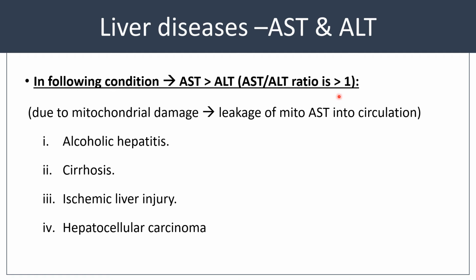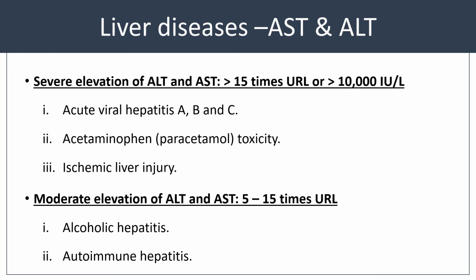So the AST-ALT ratio will be greater than 1. Okay, this is very important. It's one of the frequently asked viva questions. In which conditions will the AST-ALT ratio be greater than 1? In the rest of the liver disorders, ALT will be higher than that of AST.